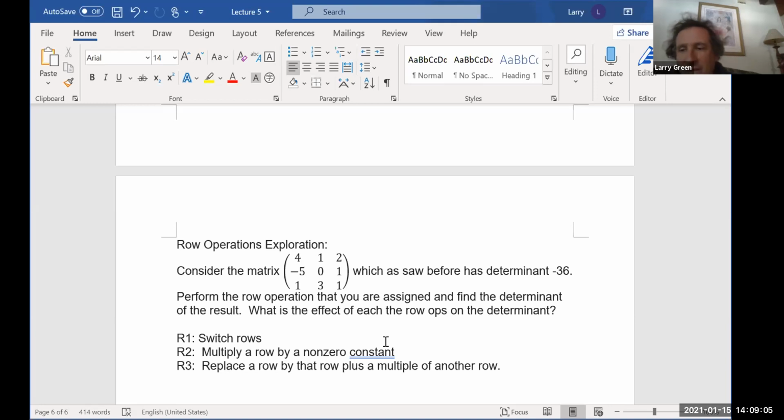So this will take a few minutes. And when you're done, tell me what happened to the determinant. How did it change or how did it not change? And you can pop that in your chat box. And hopefully you agree with the other person or two people if you're number 1. So there were 3 of you.